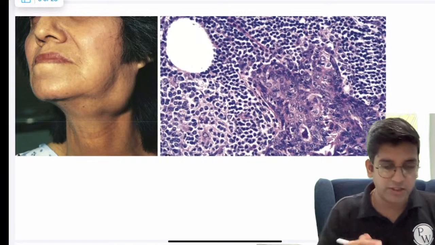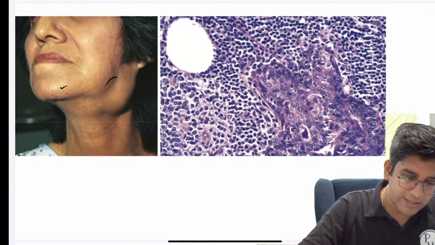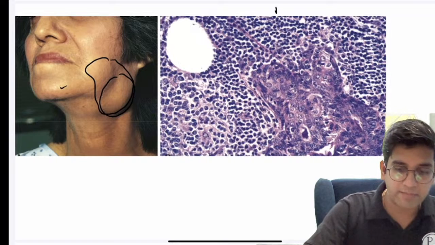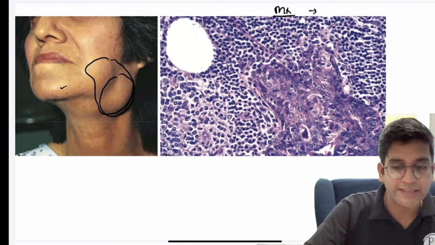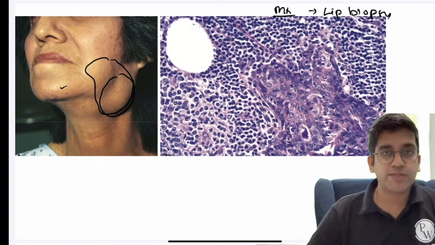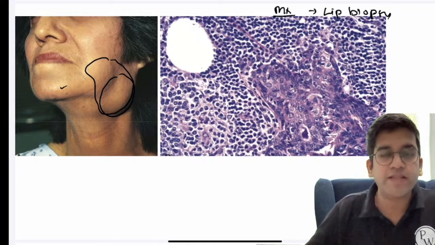There's a clinical correlation here. This is a patient with a swelling here, approximately in this region, and this is the microscopy. I'll give you a clue. This is a lip biopsy. There's also an MCQ for you. Lip biopsy and a swelling here. What will be the diagnosis?